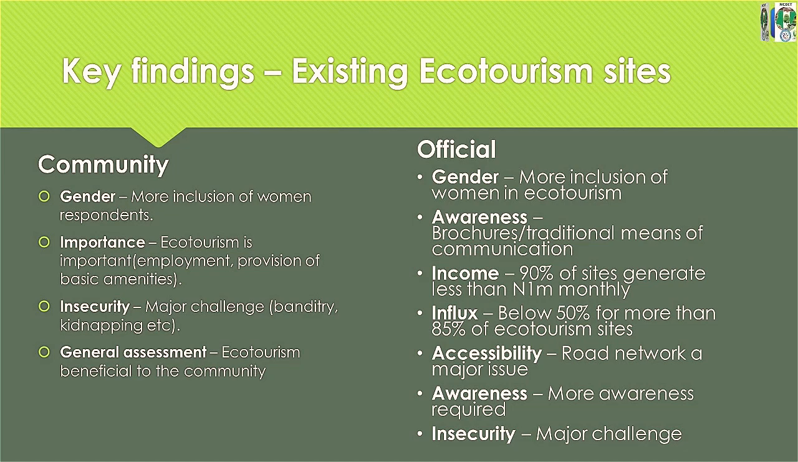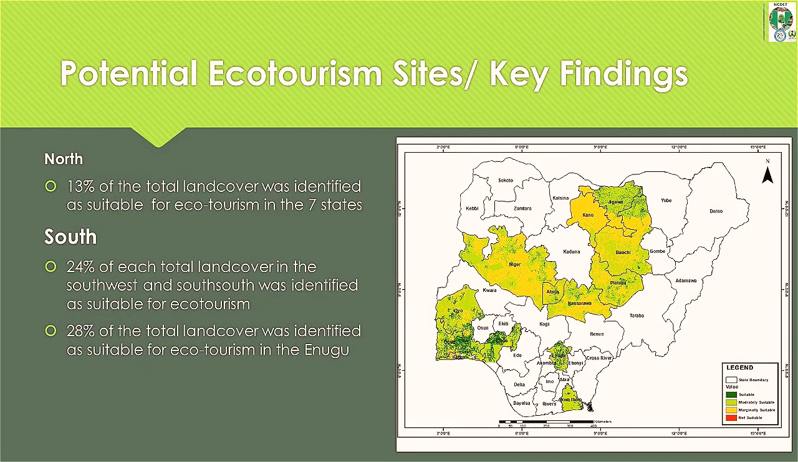Potential ecotourism sites for the whole of the 13 states are represented here on the map of Nigeria. The deep green signifies the suitable areas. The lemon green signifies the moderately suitable, according to the Food and Agricultural Organization guidelines. Then the yellow signifies marginally suitable, while the red signifies not suitable.